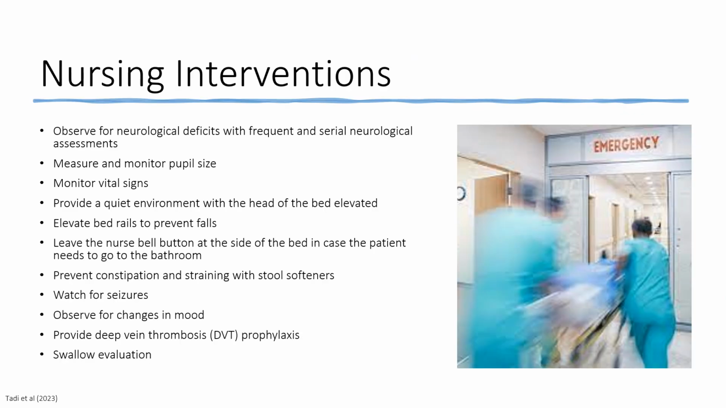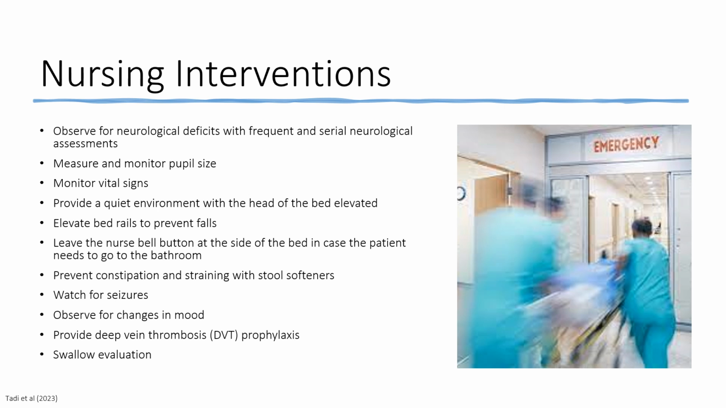Now, for our nursing interventions, we want to observe for neurological deficits with frequent and serial neurological assessments. We want to measure and monitor the pupil size. Are they equal on both sides, the same? We want to monitor vital signs. We want to provide a quiet environment with the head of the bed elevated. We also want to elevate the bed rails to prevent falls. We want to make sure that if our patient needs us, they are able to contact us and that they have their call bell with them.